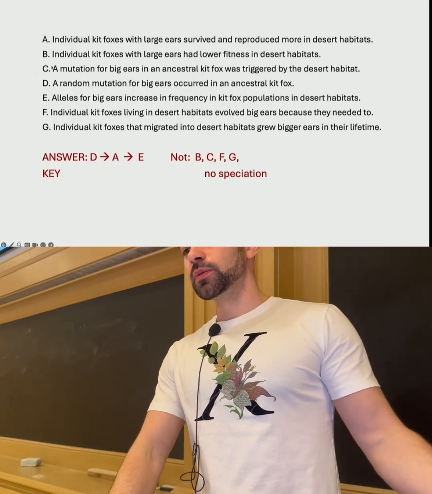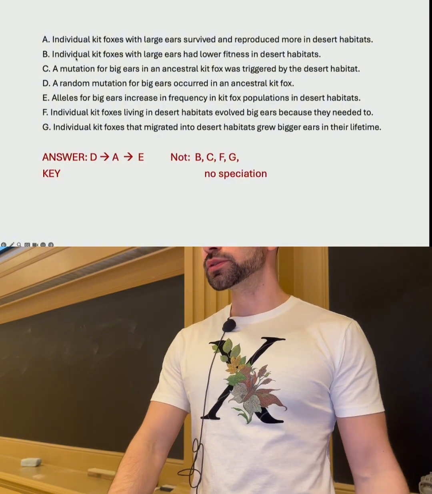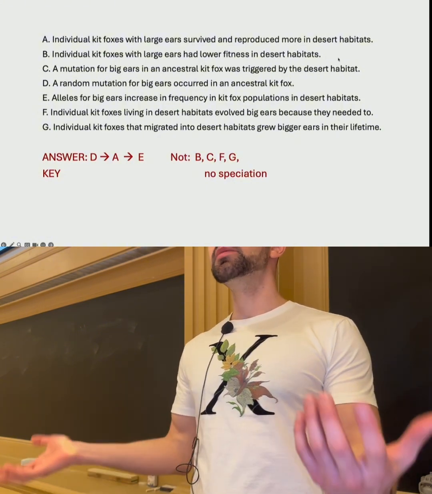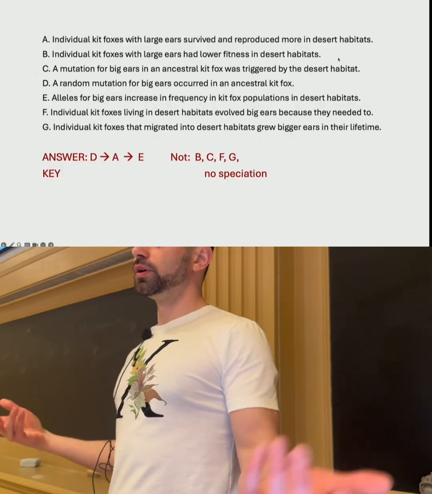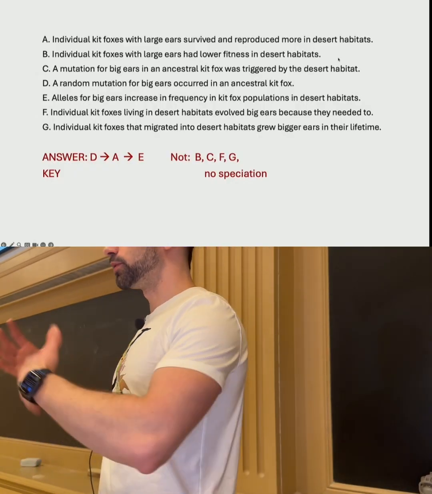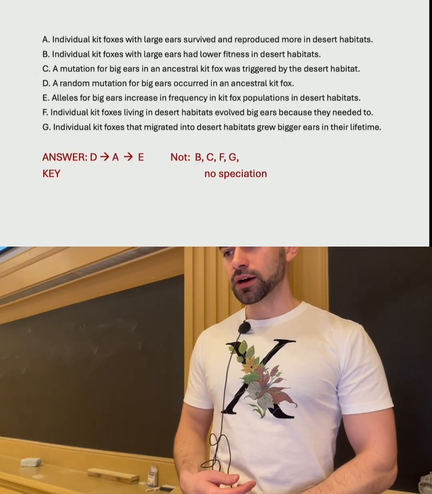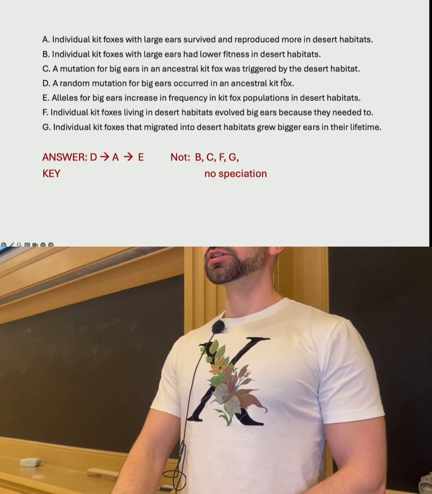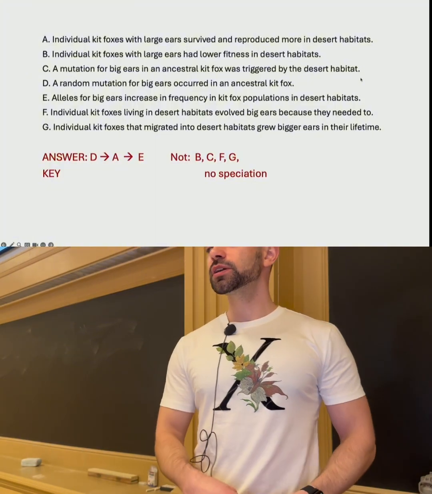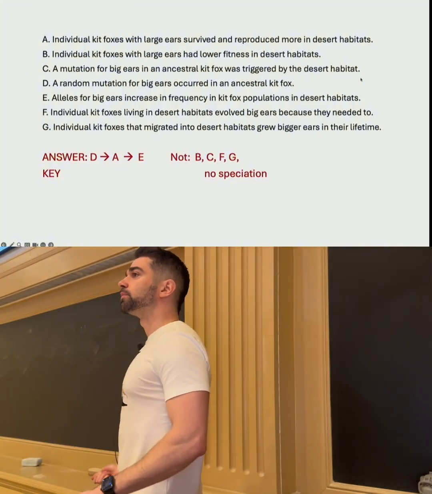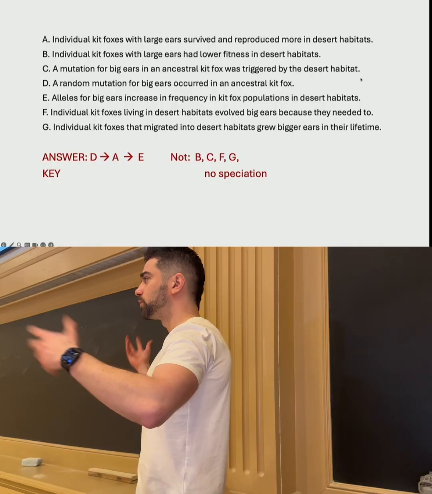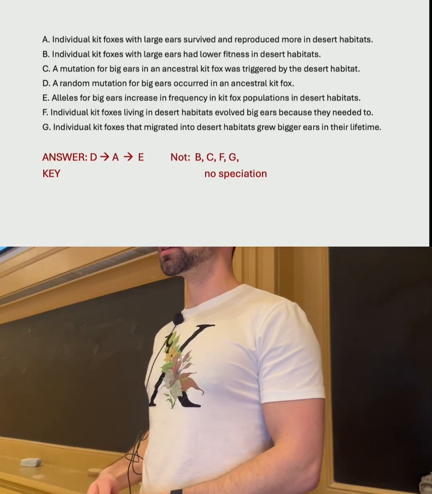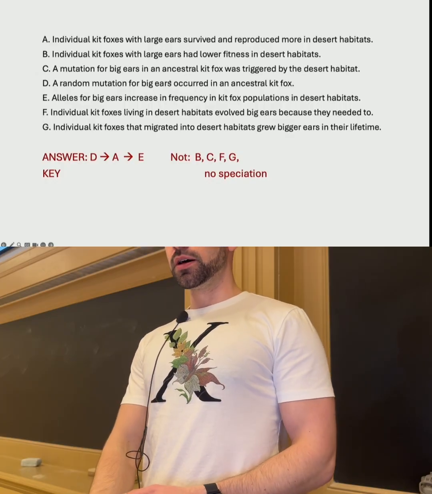I mean, we can talk about them individually. So kit foxes with larger ears had lower fitness in desert habitats. That might have well been true, but that doesn't help us tell the story that we're going for here. C, a mutation for big ears in the ancestral kit fox was triggered by the desert habitat. Mutations are random. Right? They're not triggered by a specific environment. Like, oh, this would be a good mutation to give it. No, it doesn't work like that.